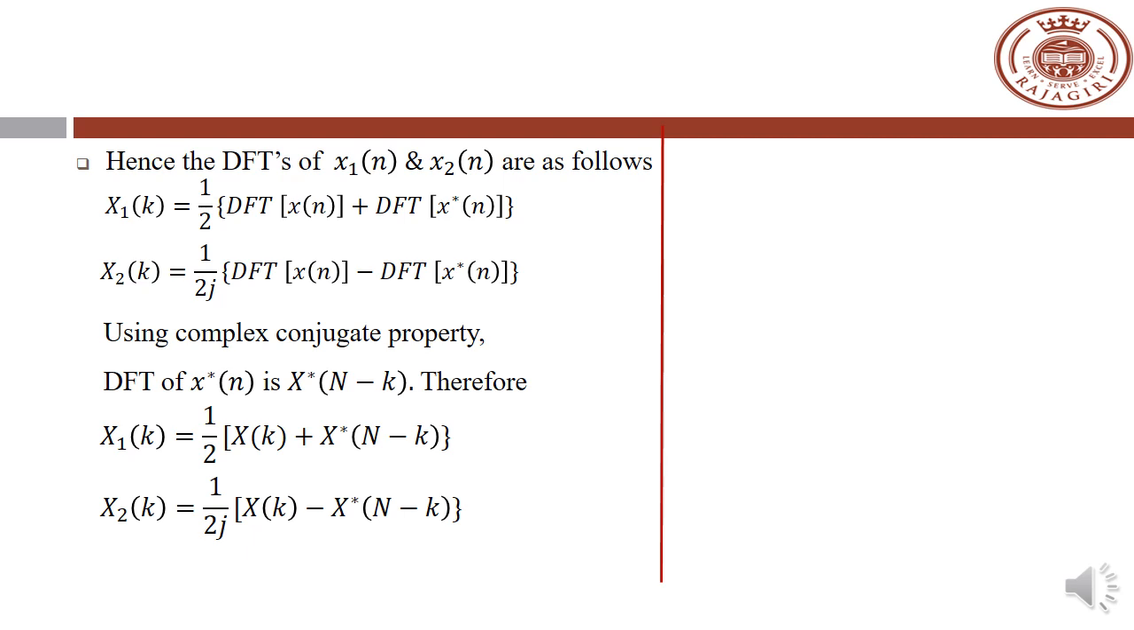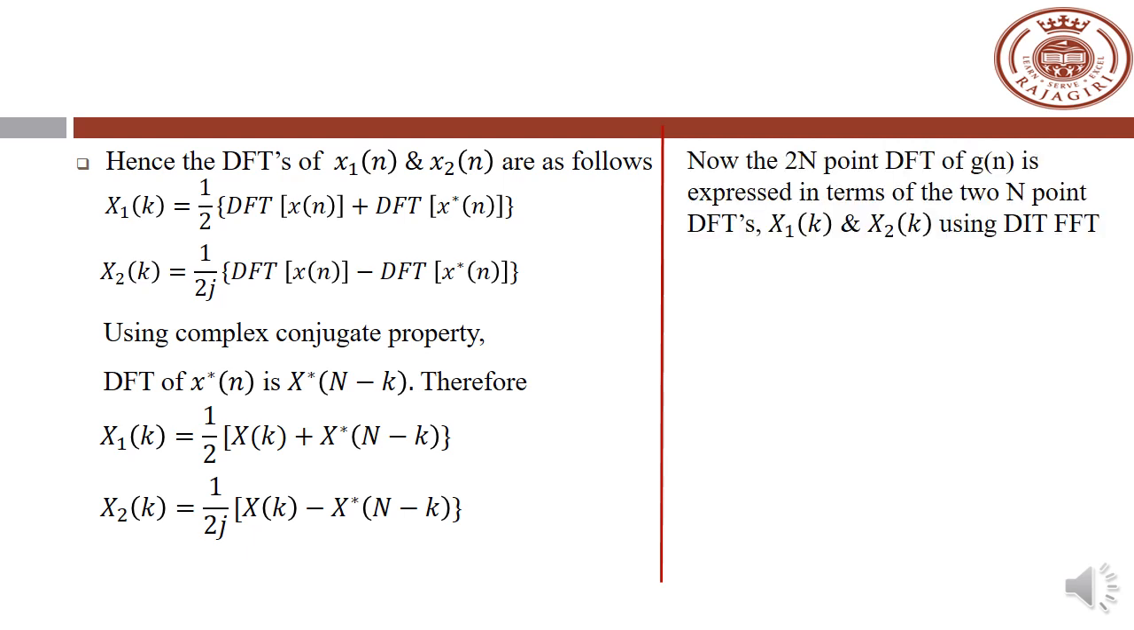Now, once we've got the two n-point DFTs, x1 of k and x2 of k, we are going to represent the 2n-point DFT, which is g of k, in terms of x1 of k and x2 of k using DIT FFT expression. So, the 2n-point DFT of the sequence g of n is given by g of k is equal to summation n is equal to 0 to 2n minus 1 g of n w2n raised to nk.